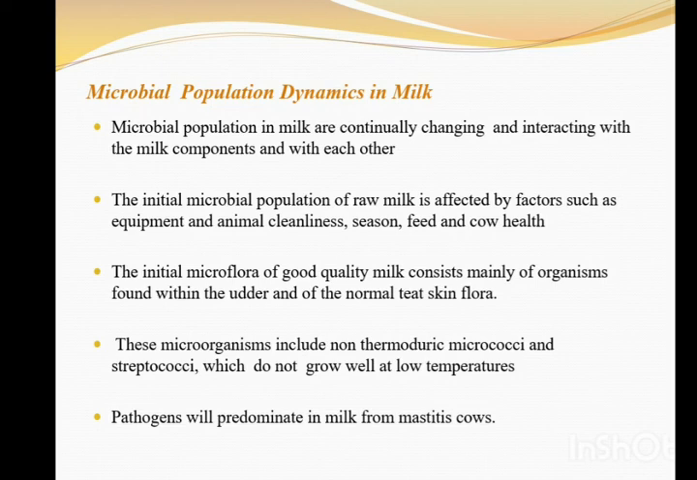The initial microflora of good quality milk consists mainly of organisms found within the udder and of the normal teat skin flora. These microorganisms include thermoduric micrococci and streptococci, which do not grow well at low temperatures. Pathogens will predominate in milk from mastitis cows.